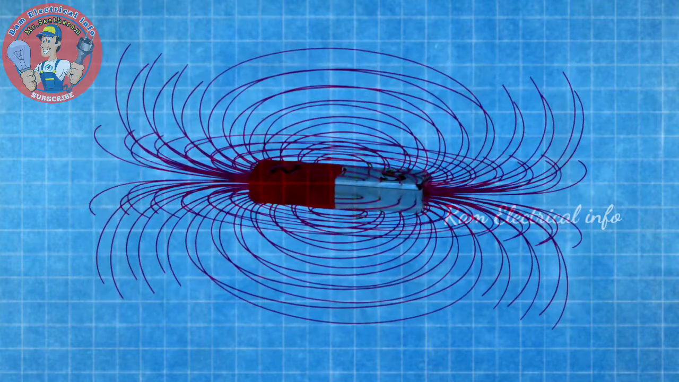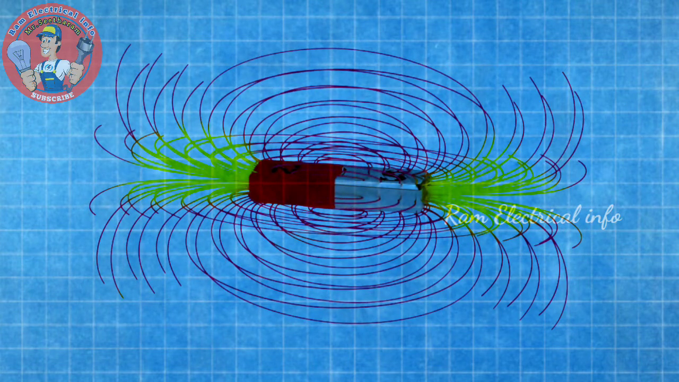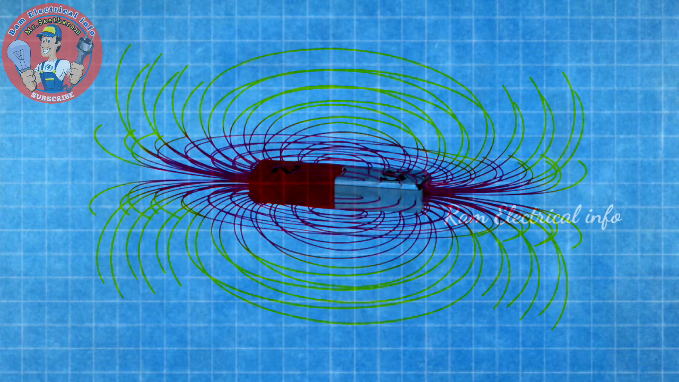Where the lines of flux are more dense, for example, near the poles of the magnet, the magnetic field is strongest. As you move away from the poles, the lines of flux are less abundant, so the magnetic forces are diminished.